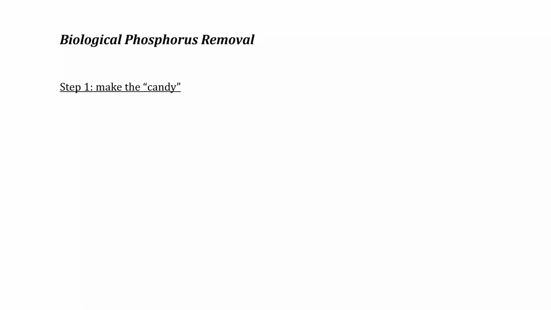There's really 3 environments, 3 steps to phosphorus removal. And this is the kind of simple concept part of it that I really want you to wrap your head around. The first step is, I call it make the candy. It's creating volatile fatty acids. The organisms that remove phosphorus biologically, the PAOs, phosphate accumulating organisms, they're very fussy eaters, and they get their energy from volatile fatty acids. Volatile fatty acids are short chain carbon molecules. It's almost methane gas, but not quite.